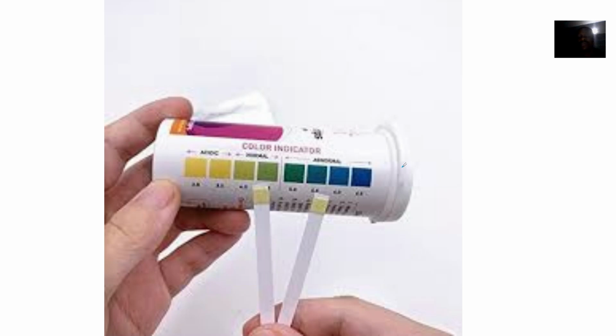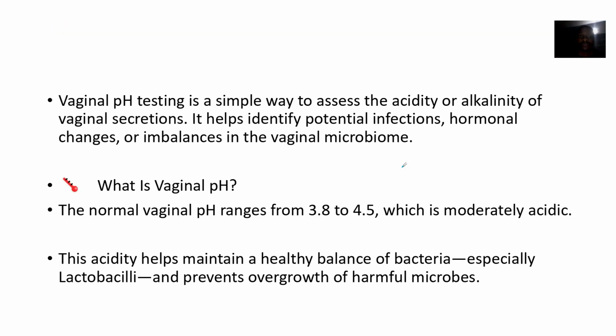For the vagina. All right. Of course, knowing the acidity or basicity of the vagina can help you ascertain a lot of things. So the vaginal pH is just a simple way to assess the acidity or basicity, or you say alkalinity, of vaginal secretions. It helps to identify if there's a potential infection, or if the hormone levels are not balanced, or maybe the level of the good microorganisms and the bad ones in the vagina are not balanced.